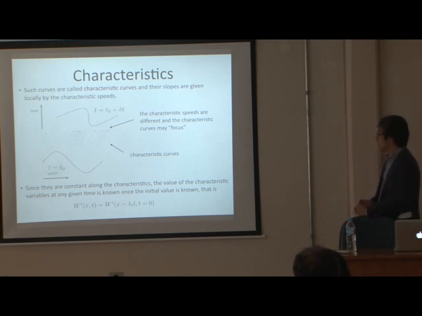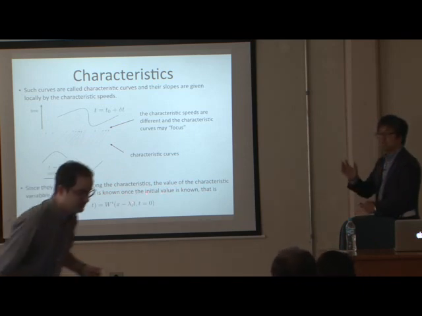That's right. Since they are constant along the characteristics, the value of the characteristic variables at any given time is known once the initial value is known. So this is the initial value problem.